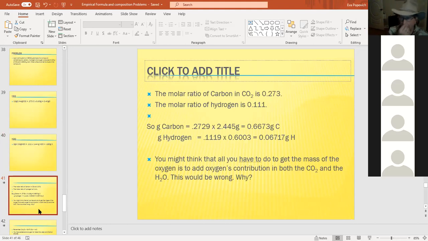Now, there's a problem though. We still need the weight of the oxygen, don't we? Now, you might think that, okay, well, I got the weight of my carbon by multiplying by the mass percent of carbon in the CO2 to get my grams of carbon, and I did the same thing for hydrogen. Why can't I just do the same thing for my oxygen? Does anybody see why that would be wrong? Think about the combustion reaction.